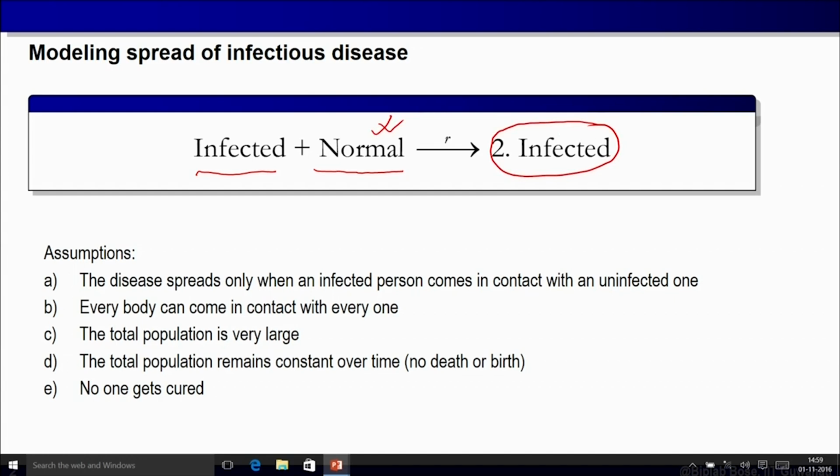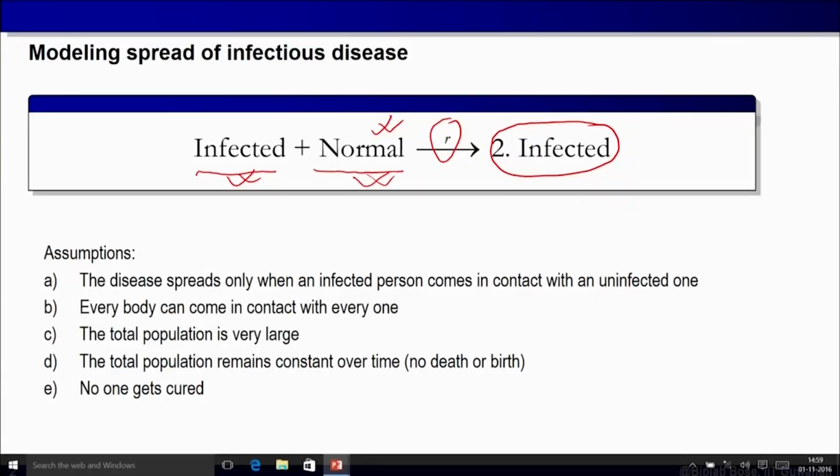And we want to model this process. So from an infected person to a normal person, the infection is spreading, suppose with a rate constant R. So we want to create an ODE based dynamical model for this system. Let us look into the assumptions that we will make before we jump into writing the ODE and creating the model and analyzing it.